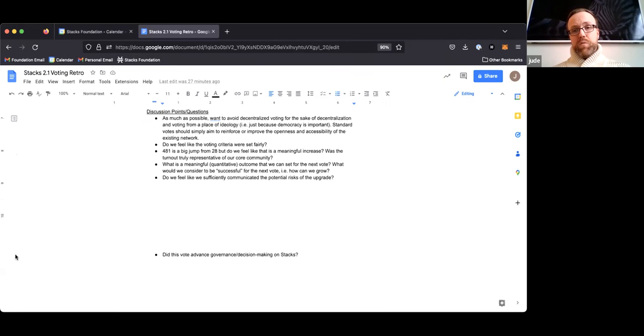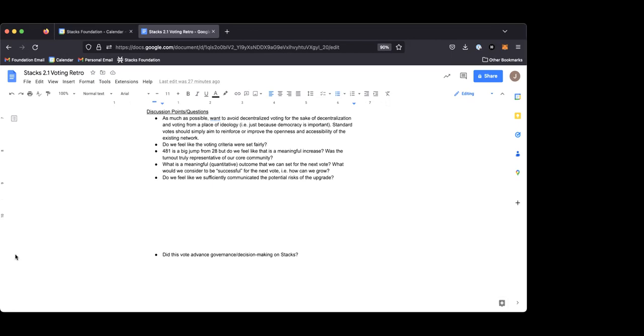What I would be curious to hear the technical cab's thoughts on is how might we have multiple SIPs that are orthogonal to each other, doing different things, but still minimize the number of hard forks that have to happen. Can I respond to that, Jude?